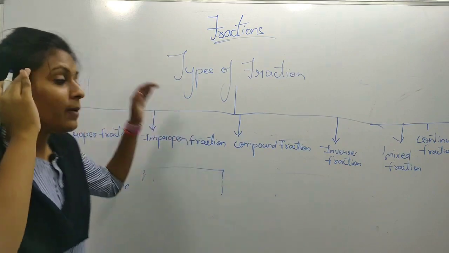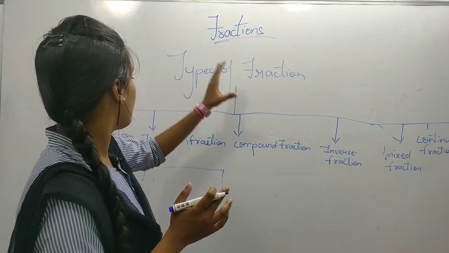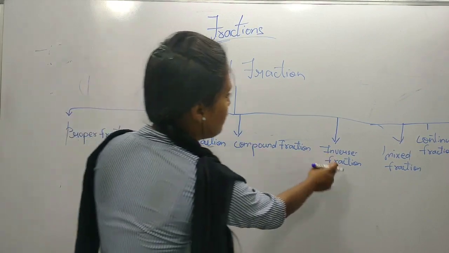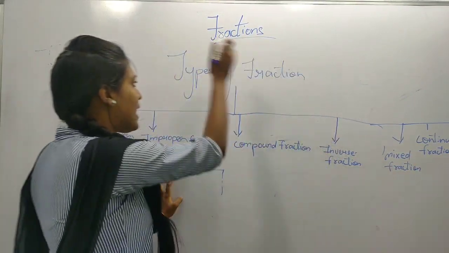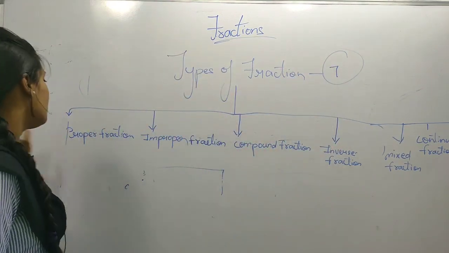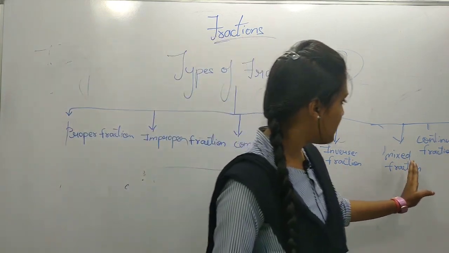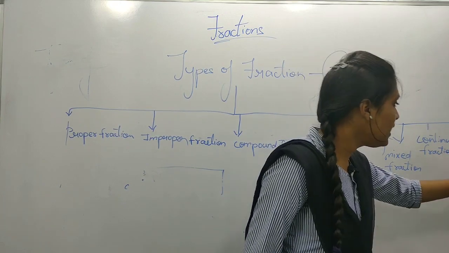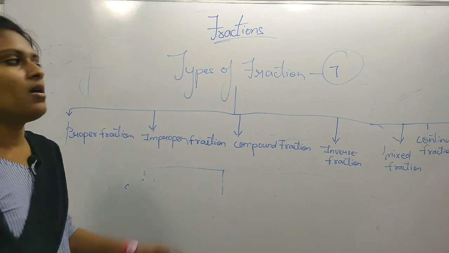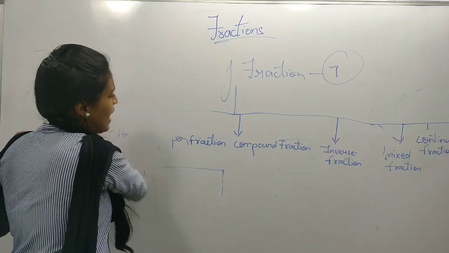You have to keep in your mind the different types of fractions. How many types? 1, 2, 3, 4, 5, 6, 7. The total types of fraction is 7. What are they? Proper fraction, improper fraction, compound fraction, inverse fraction, mixed fraction, continuous fraction and decimal fraction. Now we have learnt about the types of fractions. First we will take proper fraction. What is a proper fraction? We have to learn it.